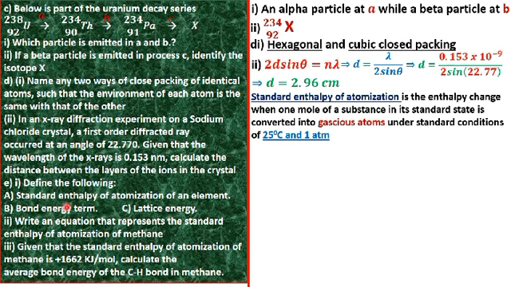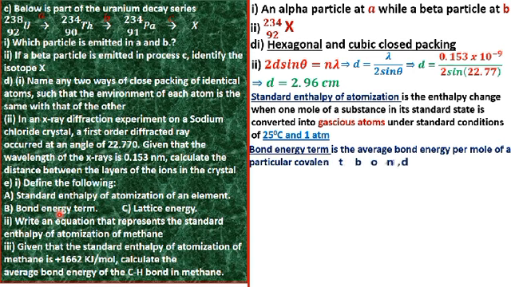So guys, that's it. Now the next question talks about the bond energy term. The bond energy term is simply defined as the average bond energy per mole of a particular covalent bond, guys, in a range of covalent compounds.